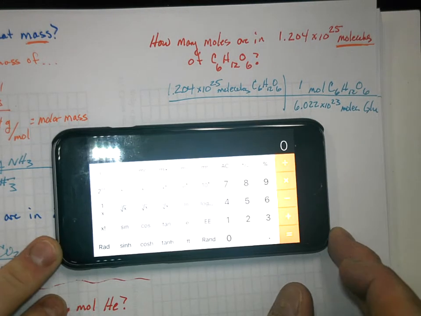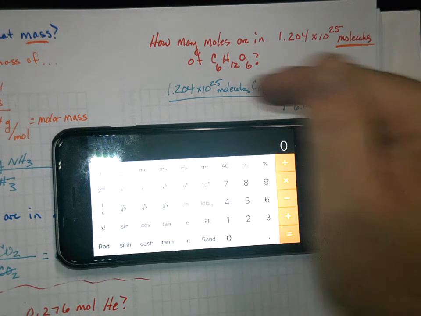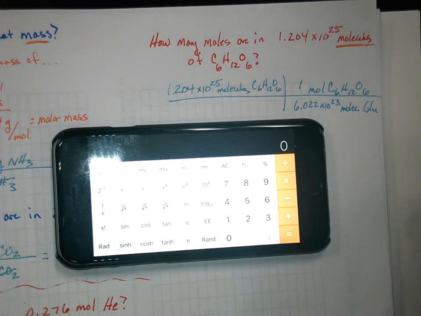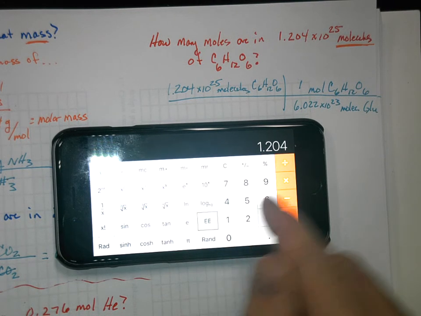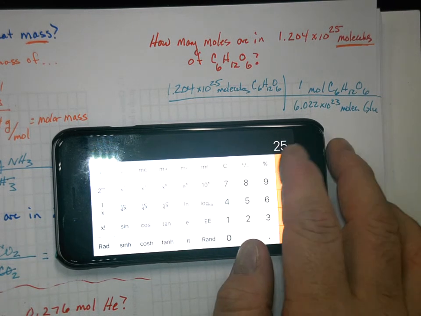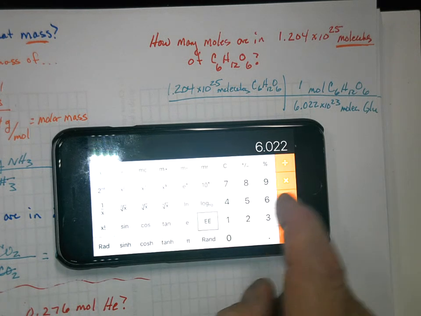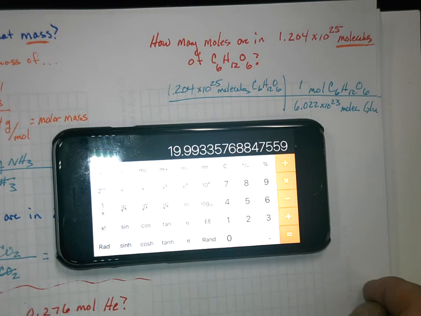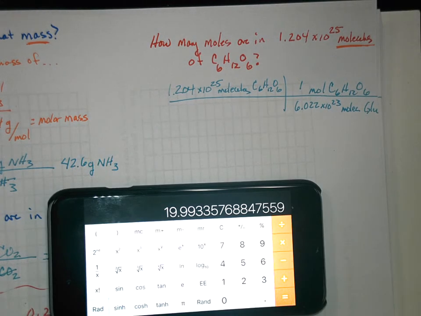So, there are two ways you can go about this. You can take 1.204 divided by 6.022, you get a decimal, and then 10 to the 25th divided by 10 to the 23rd, and then multiply the two together. Or you put it on your calculator: 1.204 EE 25 divided by 6.022 EE23, and you get 20. Yes, I chose that intentionally. Okay.